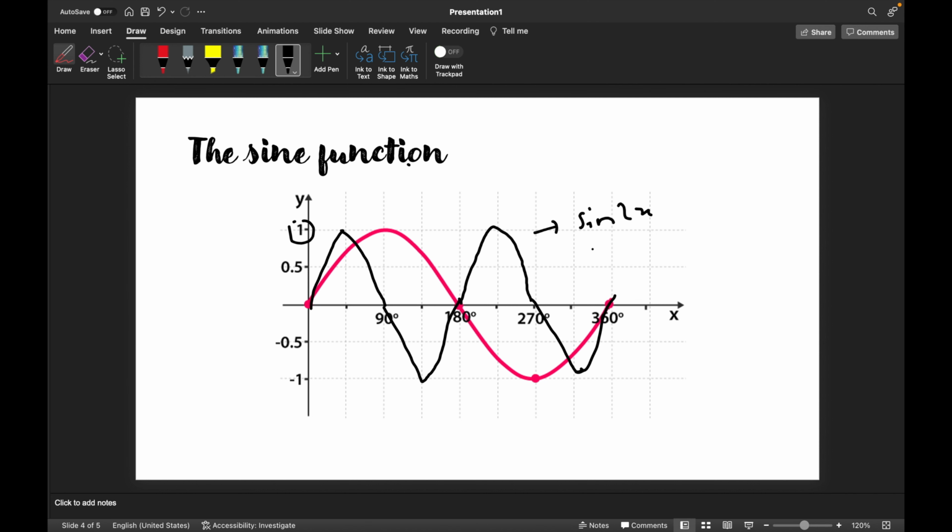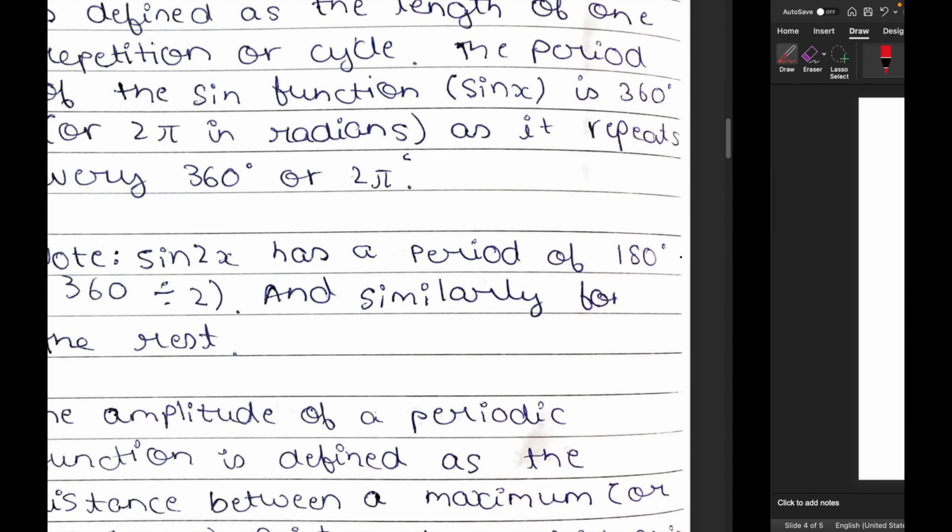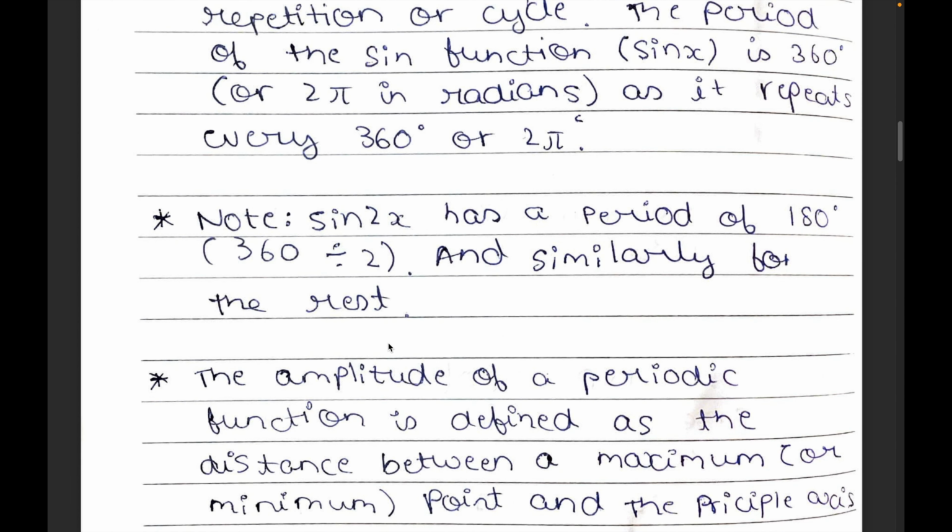The period has reduced by a factor of 2. So it would be 360 divided by 2. So that would be the period. The amplitude remains the same at 1 and minus 1. If you multiply the value of x by a constant a, the period would decrease by 1 by that value. So that's how you draw it. It would be 180 degrees. So that's how you change the period of a function, like the sine function.